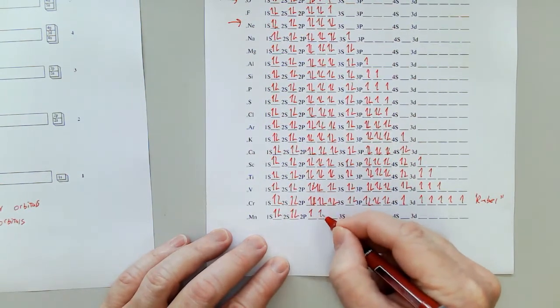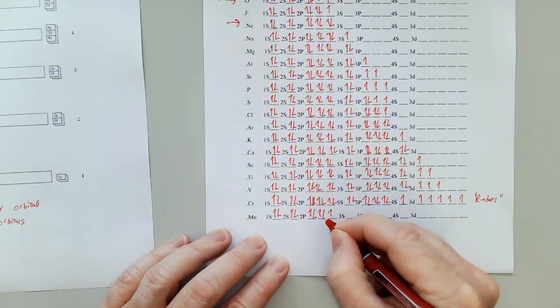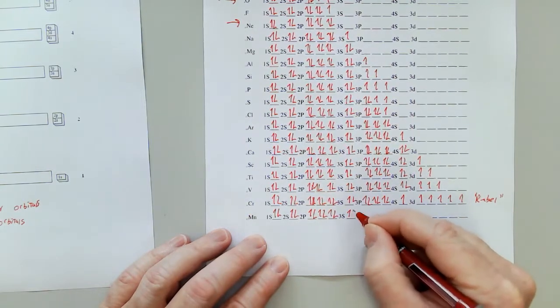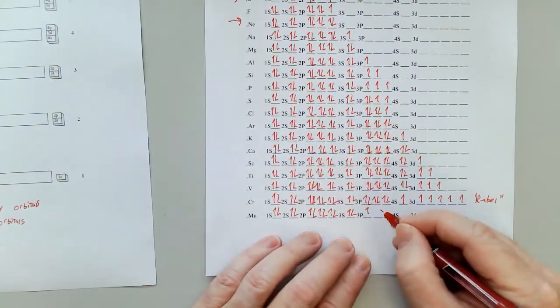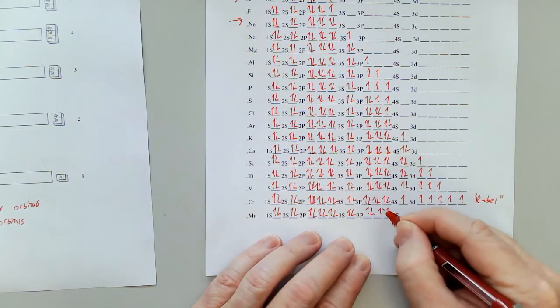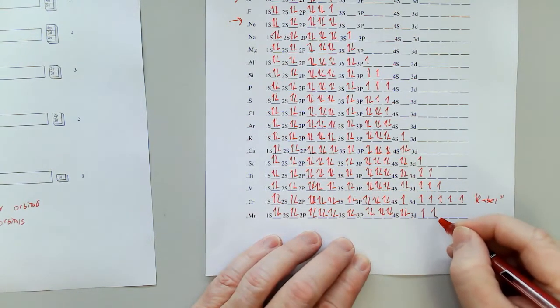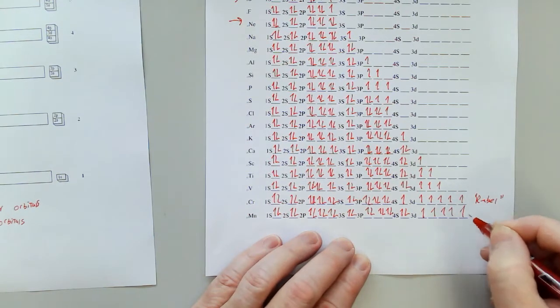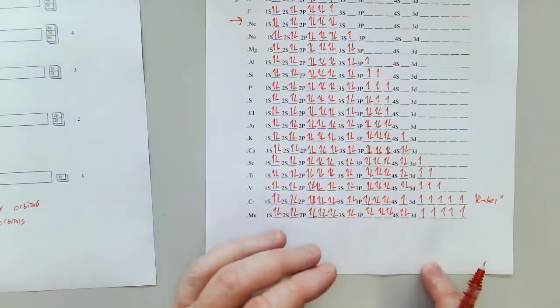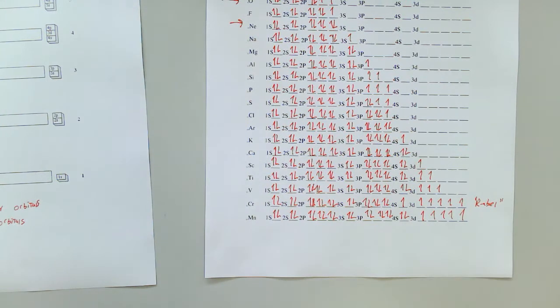And then for manganese, it goes right back to where we would expect it to be. Like that, and a full shell all pointed up right there. Okay, that's your little introduction to electron configurations.